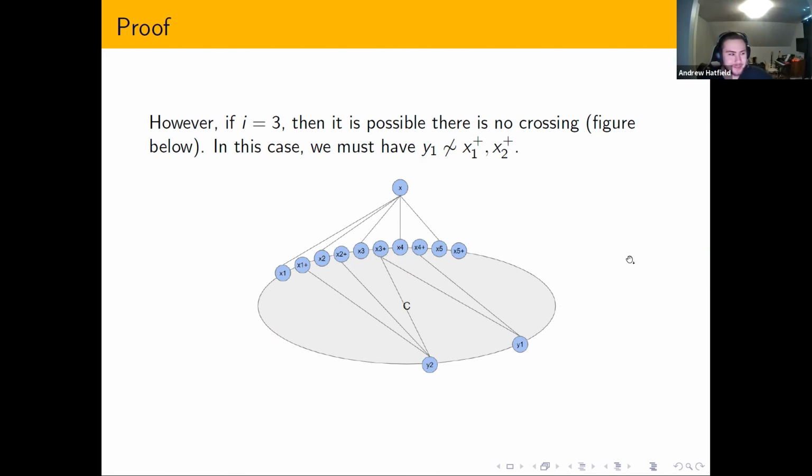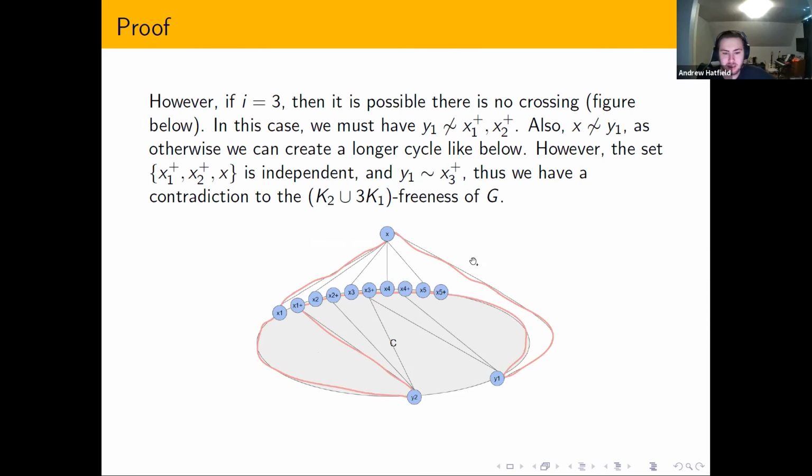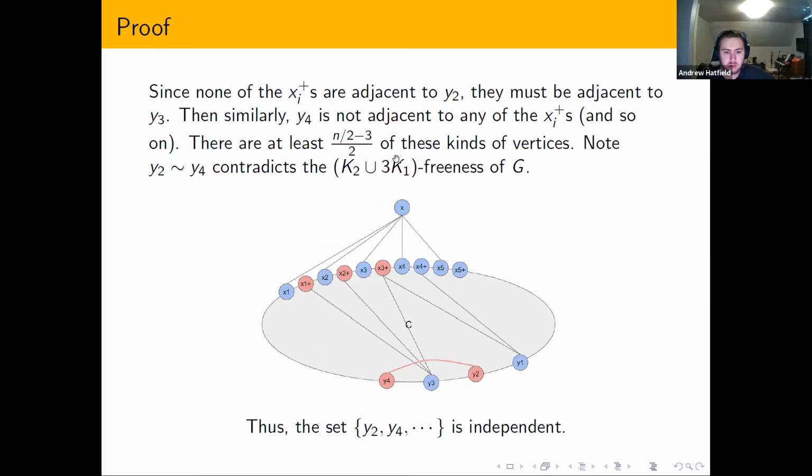So in this case, we have no crossing and we can find a slightly different contradiction. Each of these x sub i plus are not adjacent to y sub 2. So at least half of these satisfy this condition. Also, as you can see here, the set y sub 2, y sub 4, et cetera, all the even y sub i's, with some nuance with regards to the parity.